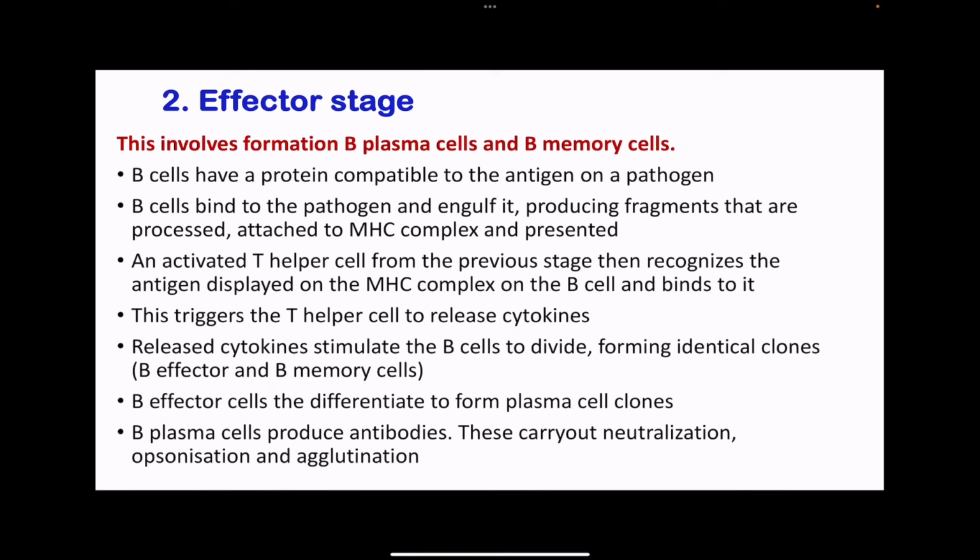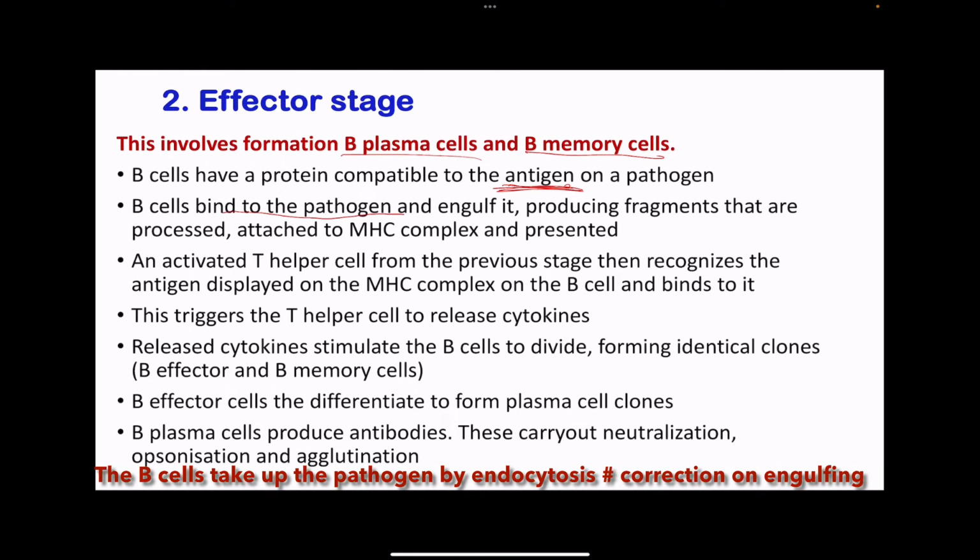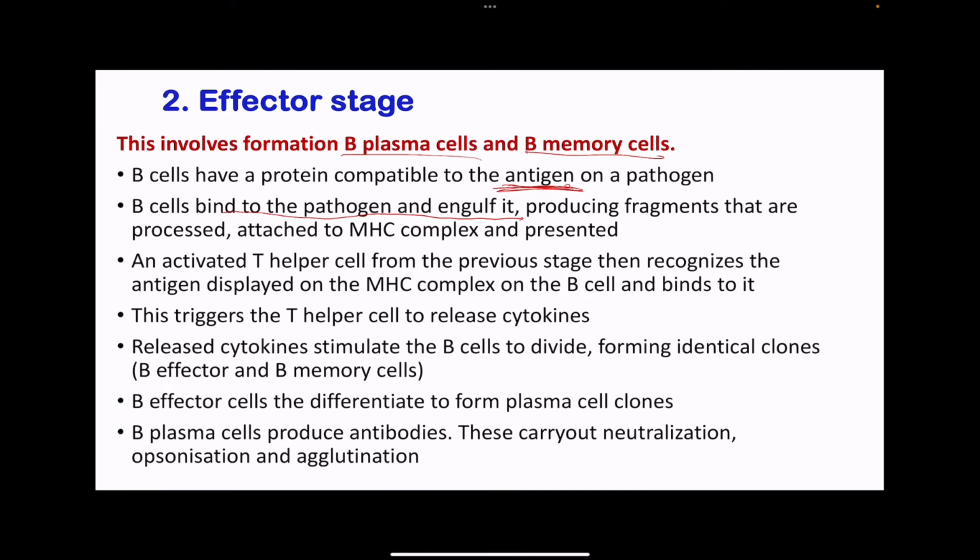So the effector stage is going to lead to the formation of the B memory cells as well as the B plasma cells. Some B cells, of course, also have proteins on their surface, and these are going to be compatible to the antigen on the pathogen. So the B cells are going to bind onto the pathogen, they will engulf it, and the fragments produced from the pathogen are going to be attached onto the MHC complex, and this is going to be presented. So we have a B cell that is an antigen presenting B cell.